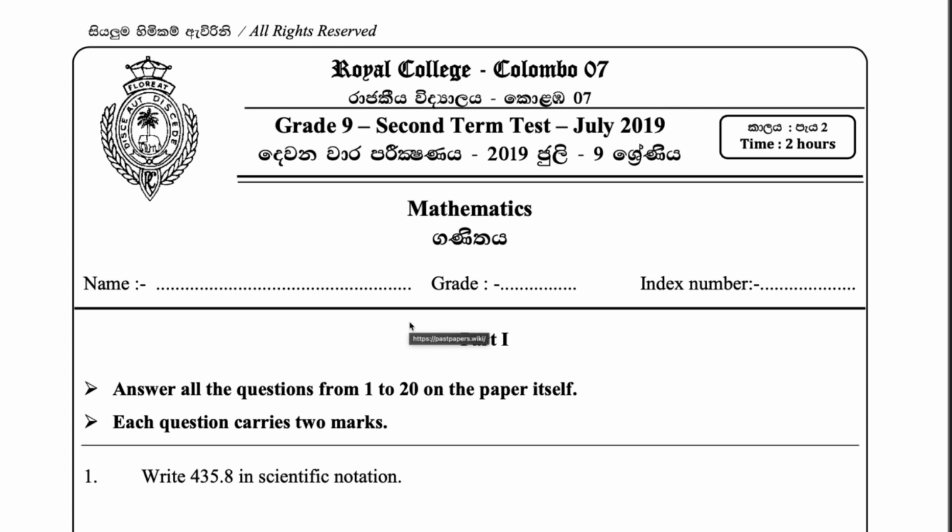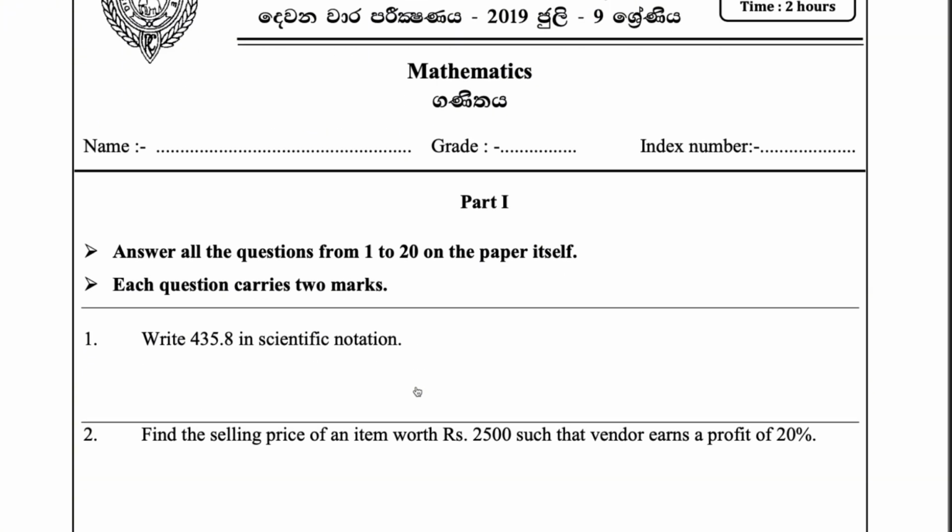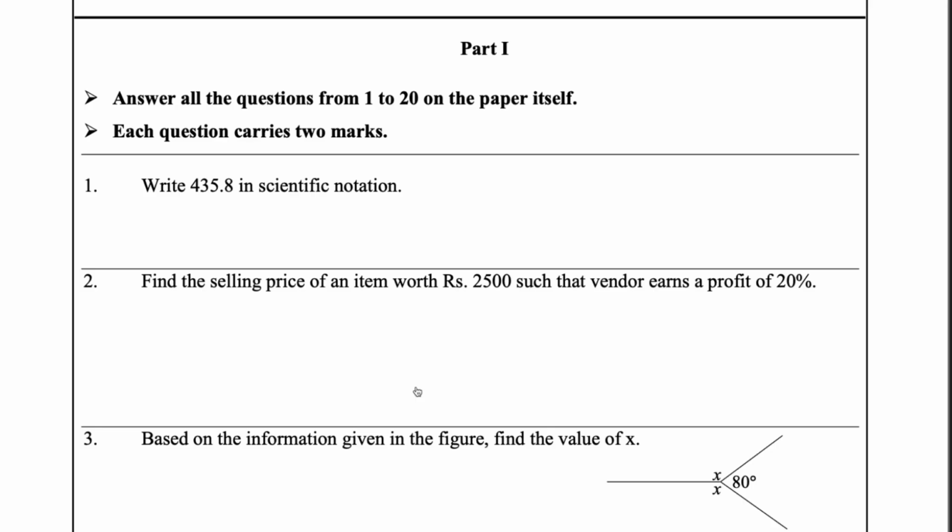Welcome. Today we are going to discuss some questions from this paper, a grade 9 second term test. Let's see. Okay, the first question is, as you can see, write 435.8 in scientific notation. Let's get to our board and see how we can write this one in scientific notation.